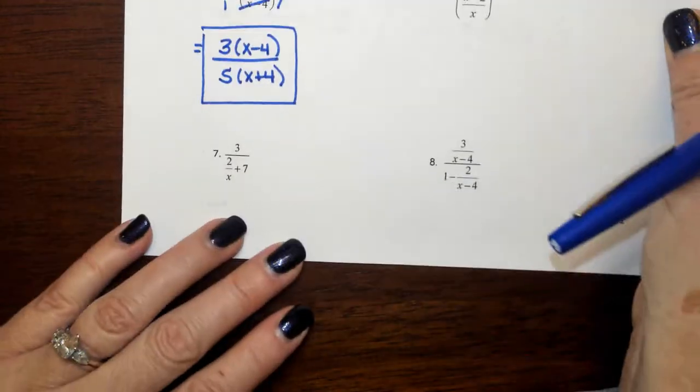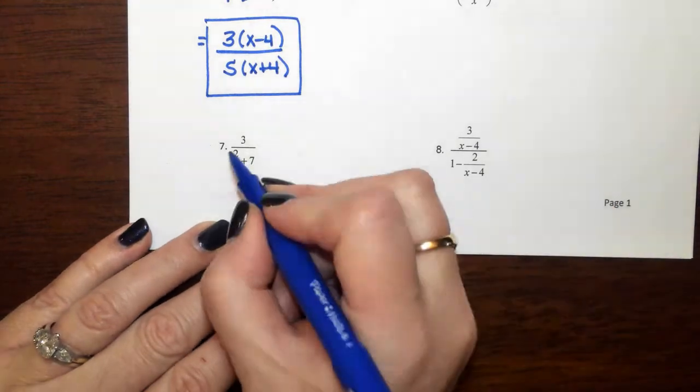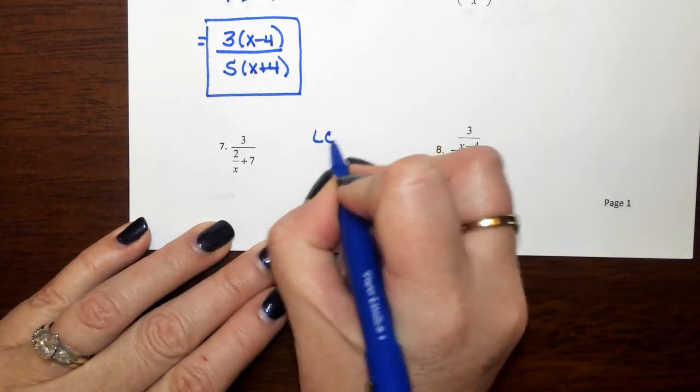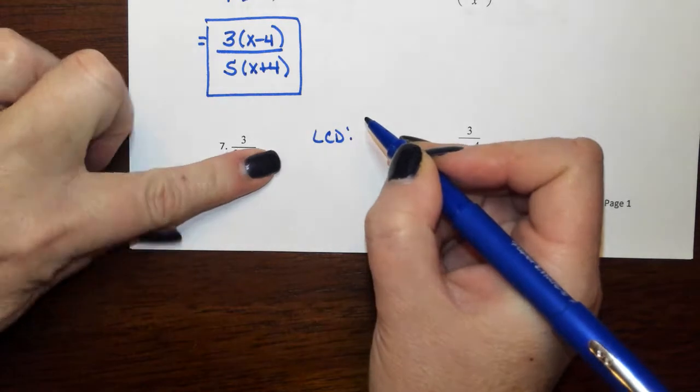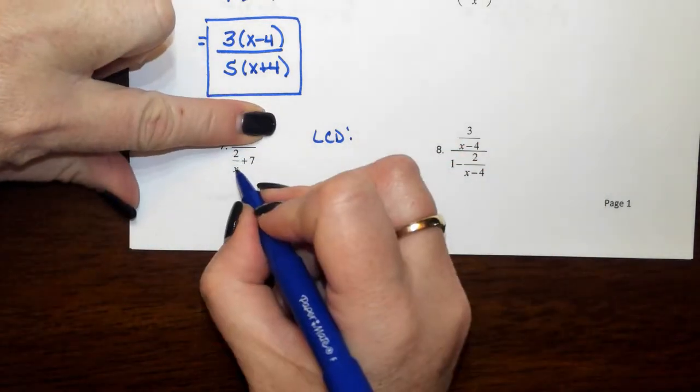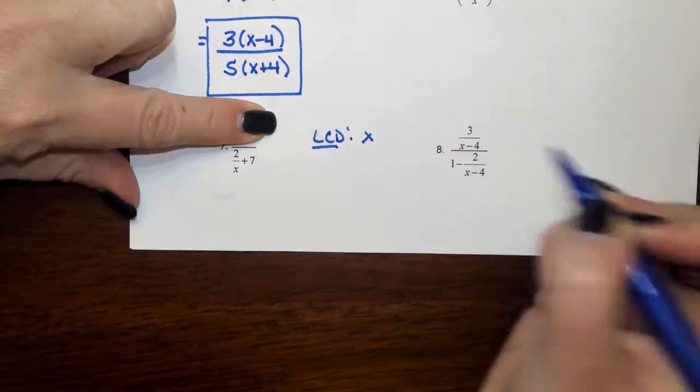So notice in number 7, you have a fraction in the denominator. There is no fraction in the numerator. The only fraction in the denominator has a denominator of x. So your LCD is an x.